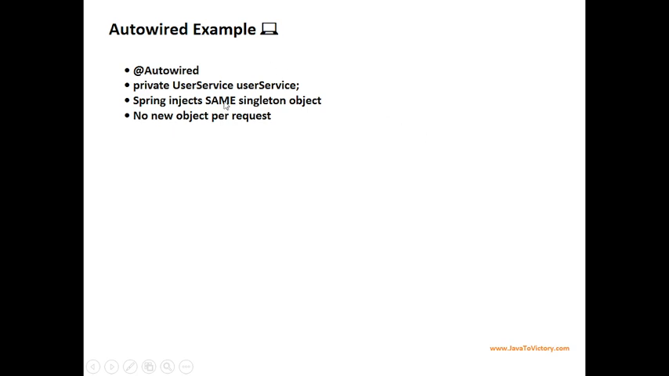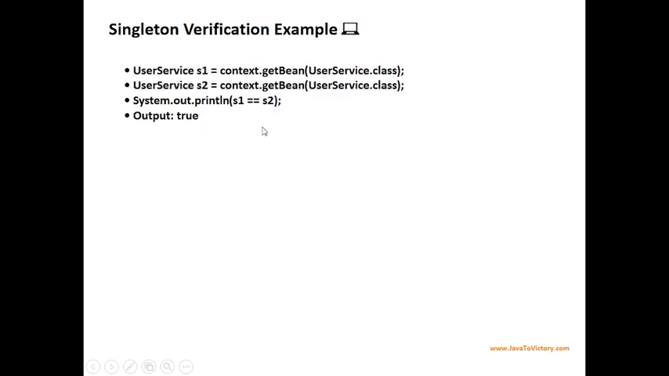So whenever you use UserService with the @Autowired annotation, because we need that UserService object, Spring injects the same singleton object, so no new object per request is created. Singleton verification example: how do you know whether Spring has created a singleton bean or not? You can use context.getBean(UserService.class). Whenever you require the UserService bean, it will give the same bean. You cross-check with s1 == s2, and it should be true, because all these references point to the same singleton bean.